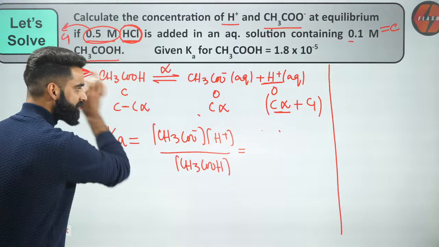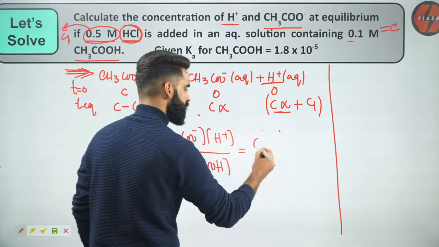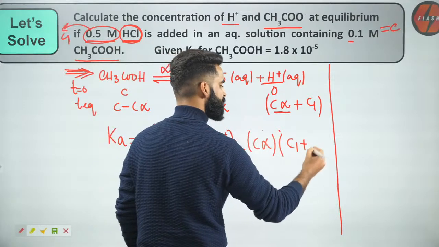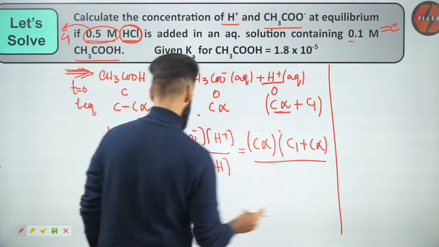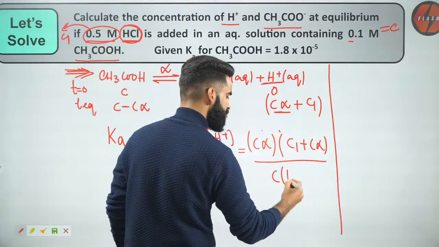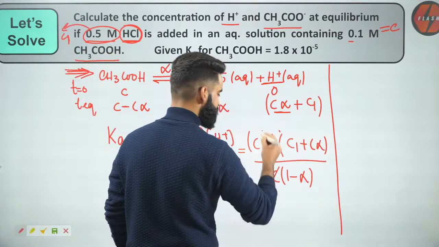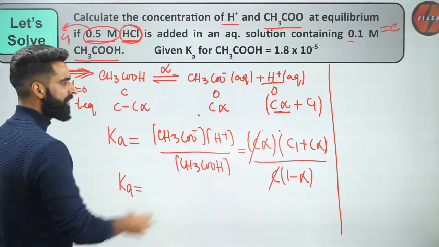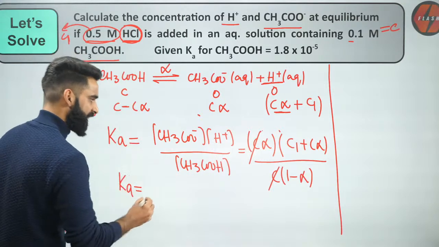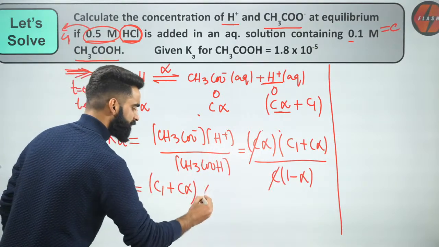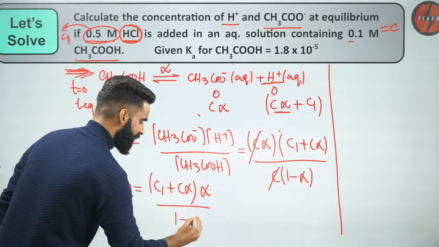Now people, what is the concentration of CH3COO negative? Can I say it's going to be C alpha? What is the concentration of H positive right here? It's going to be C1 plus C alpha. Divided by, what is the concentration of CH3COOH at equilibrium? It is C minus C alpha. I'm taking C common, it's going to be 1 minus alpha. Can I say C and C got cancelled? So people, I got the Ka value for this weak electrolyte after the common ion effect as C1 plus C alpha multiplied by alpha divided by 1 minus alpha.